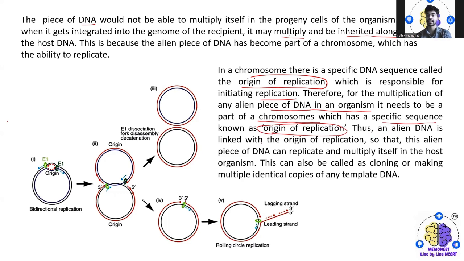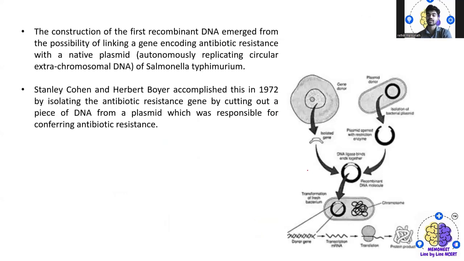Thus, an alien DNA is linked with the origin of replication so that this alien piece of DNA can replicate and multiply itself in the host organism. And this can also be called cloning, or making multiple identical copies of a template DNA. Just know it.